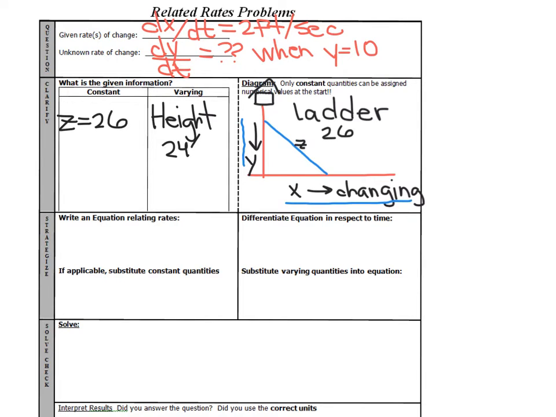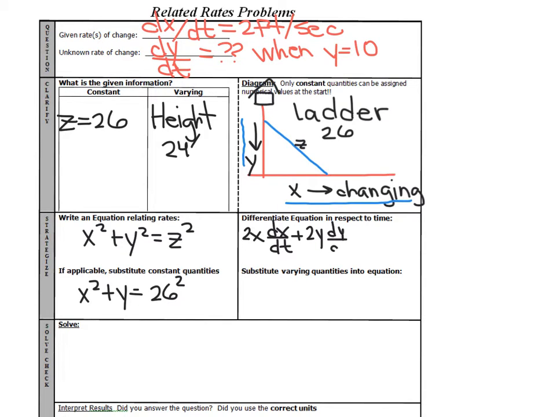So what we want to do is write an equation using related rates. When you look at your diagram, you notice that you're going to be using the Pythagorean theorem, so it's x squared plus y squared equals z squared. Now before I look at the rates, I'm going to substitute any values that are constant. Since the ladder is constant, we're going to substitute 26 in for z. Now I'm going to take the derivative with respect to time and look at all of these rates. So we get 2x, and then a little implicit differentiation going on, so it's dx/dt, plus 2y dy/dt. And of course the derivative of 26 squared is 0.